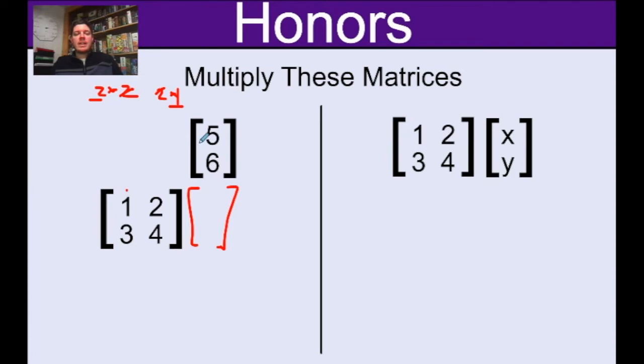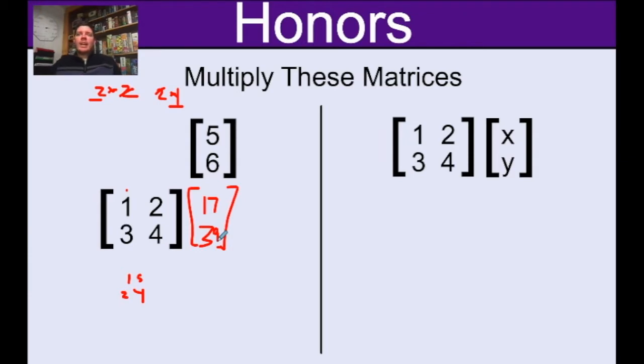We're going to do 1 times 5 is 5. 2 times 6 is 12. So this top number would be 17. And then down here, we're going to have 3 times 5 is 15, plus 24. Let me just jot that down so I don't have to do it in my head. Okay, yeah, so 15 plus 24 is 39.